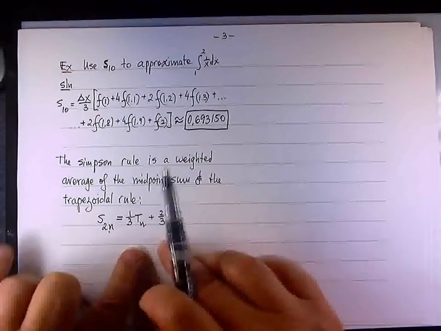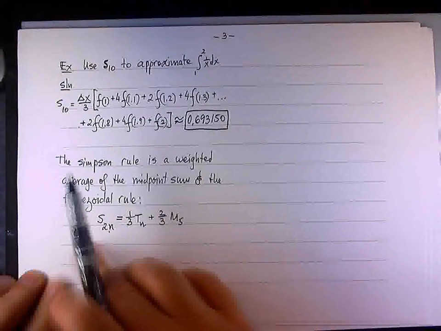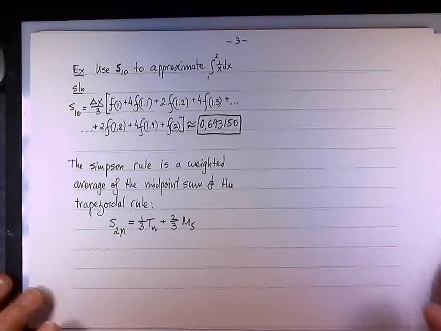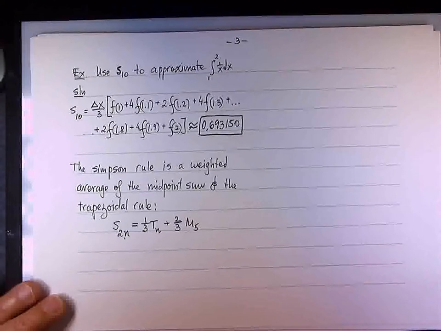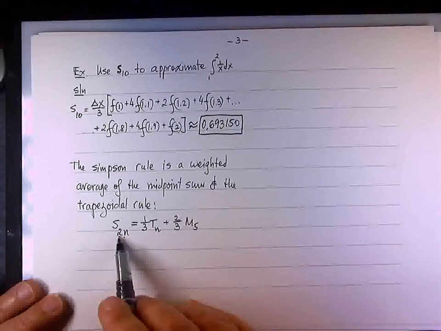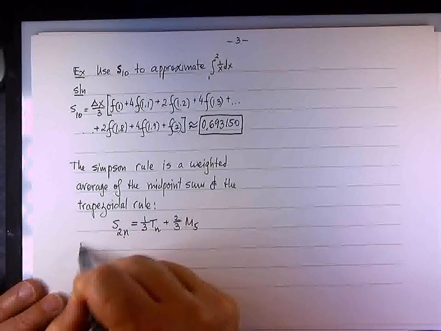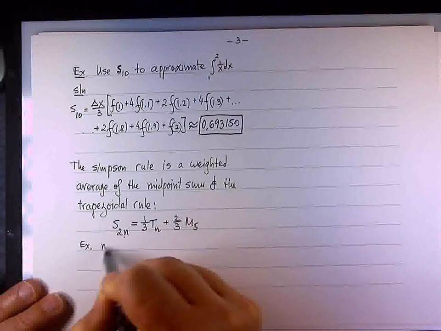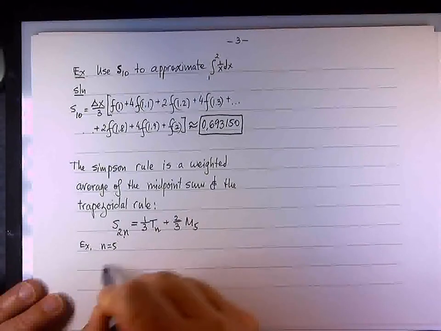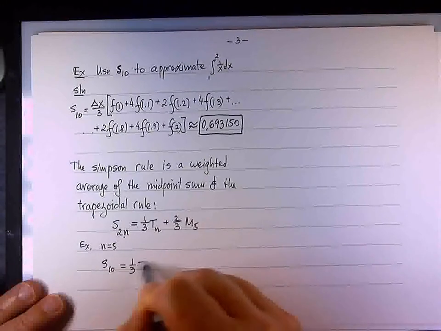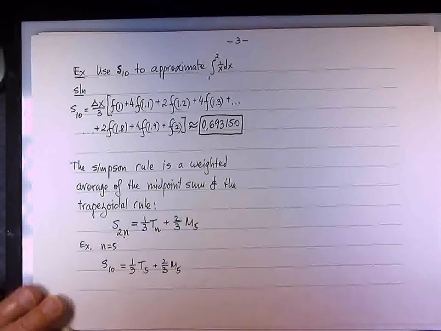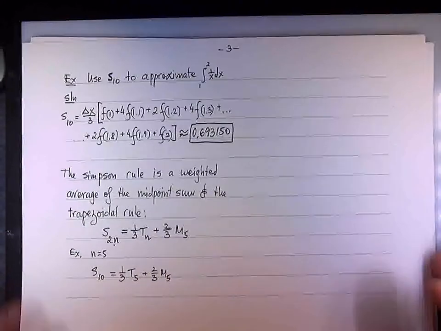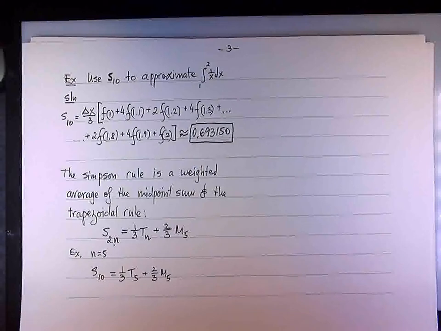This is really a side note, because you're not going to calculate two different approximations to get one. You're going to jump and do the Simpson right away. So it should be T of 5, right? It's written as T sub n. Example, n equals 5, then S of 10 equals 1/3 T of 5 plus 2/3 M of 5. How about that? That makes sense?